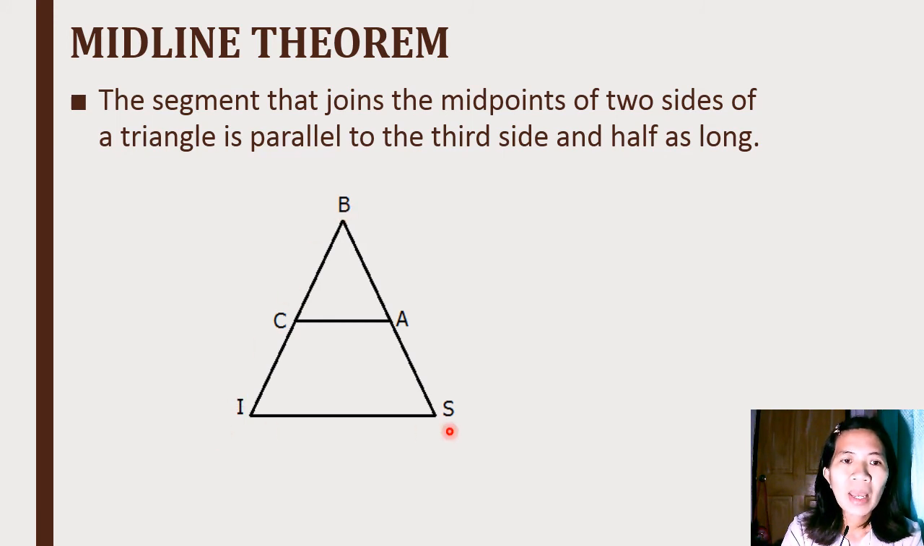And there are midpoints. What are the midpoints? Point C and point A. And this one divides the triangle, and this mid-segment is 1/2 of the measurement of the third side, and they are parallel. Okay, so let's have now problems involving the midline theorem.